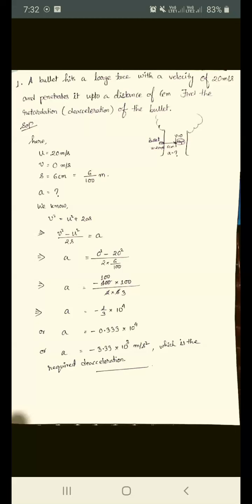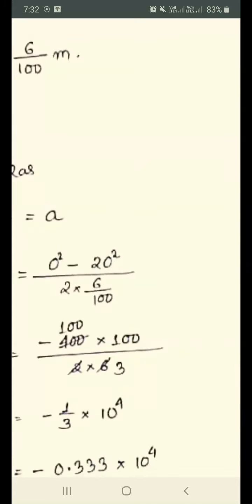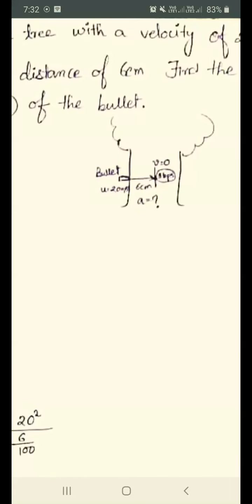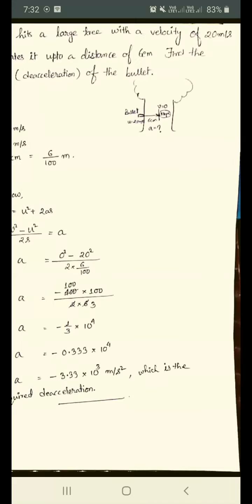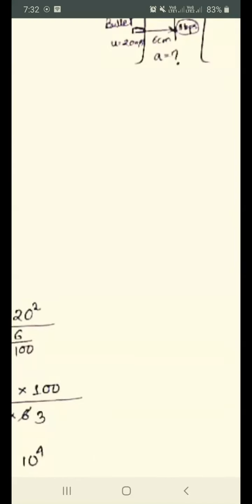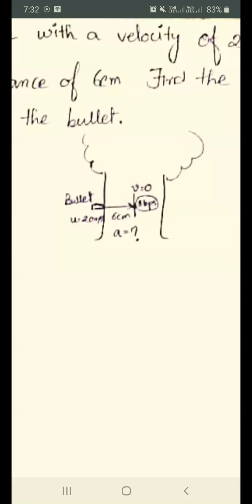So it is given that it is hitting a large tree. So I have drawn a tree. So there is a bullet. The bullet is hitting the tree at a velocity of 20 meter per second, and it penetrates up to a distance of 6 centimeter. So after 6 centimeter, the bullet comes to rest.